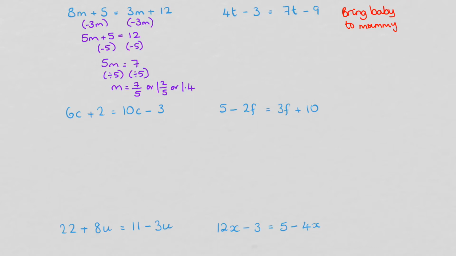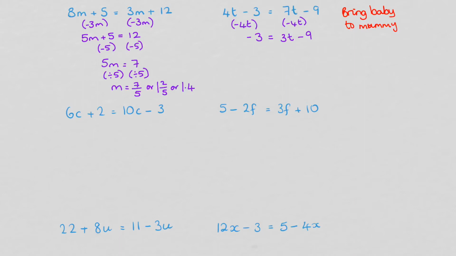Okay, so what we're going to do in this case is we're going to take away 4t from both sides to start with. So be very careful. On the left-hand side, if you remove 4t, you're still left with negative 3. And 7t take away 4t is 3t, and you've still got a minus 9. So be very careful to make sure that the correct signs remain once you've done this.